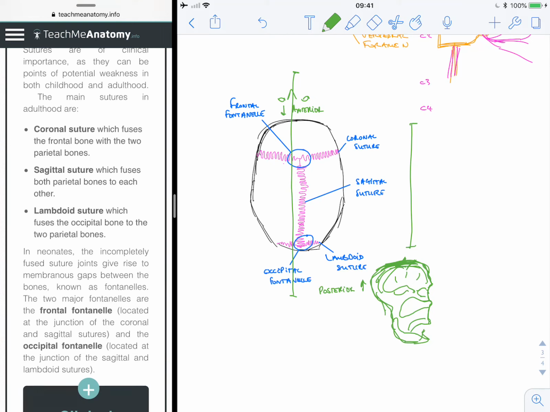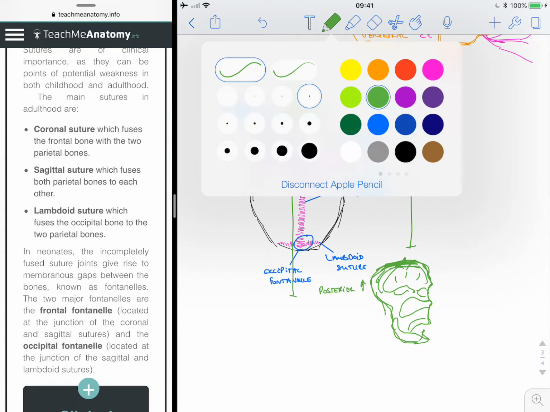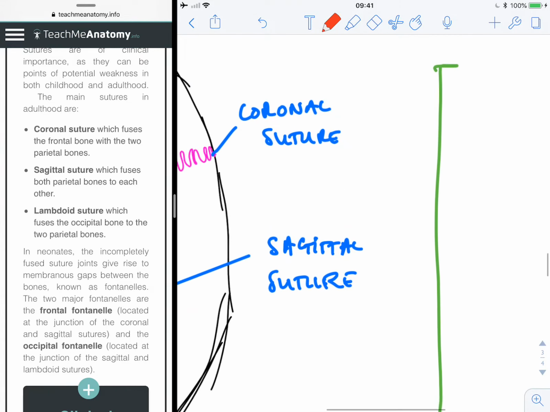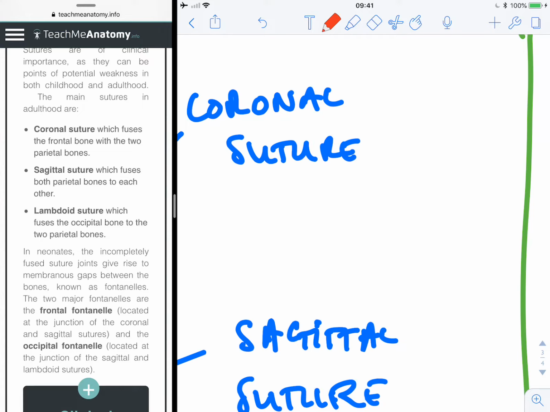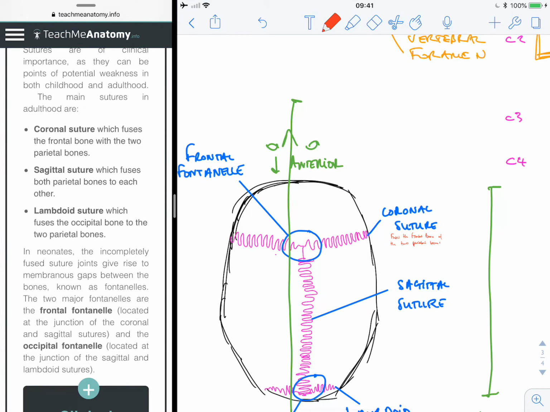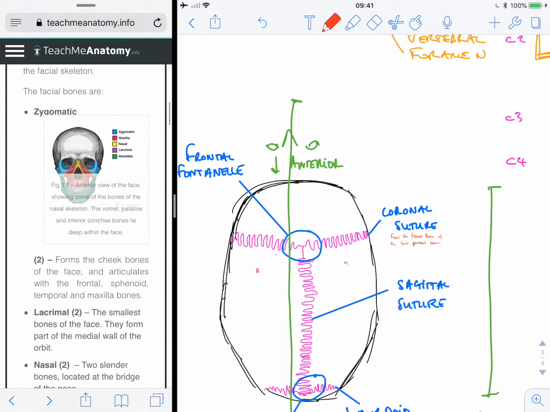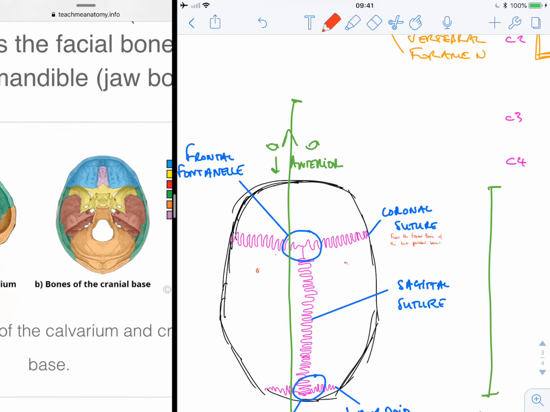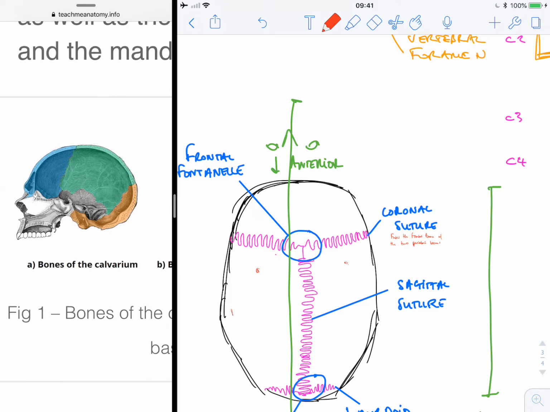So the coronal suture fuses. Let's write this down. I'd like to add a little bit of background knowledge to each of these. The coronal suture fuses... So these are the parietals. Let's remind ourselves. Is that the case? It is. These are the parietal sides. So these are parietal.